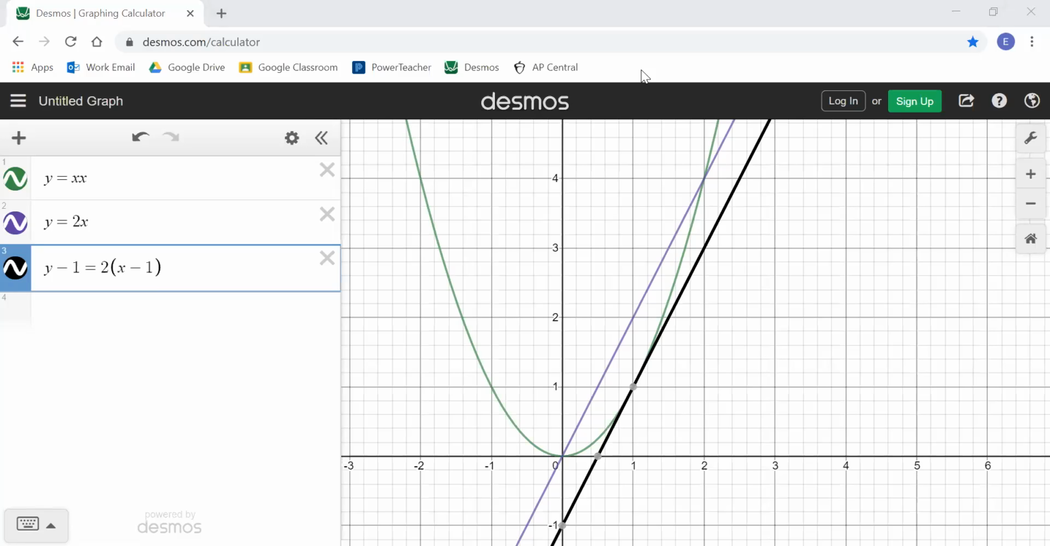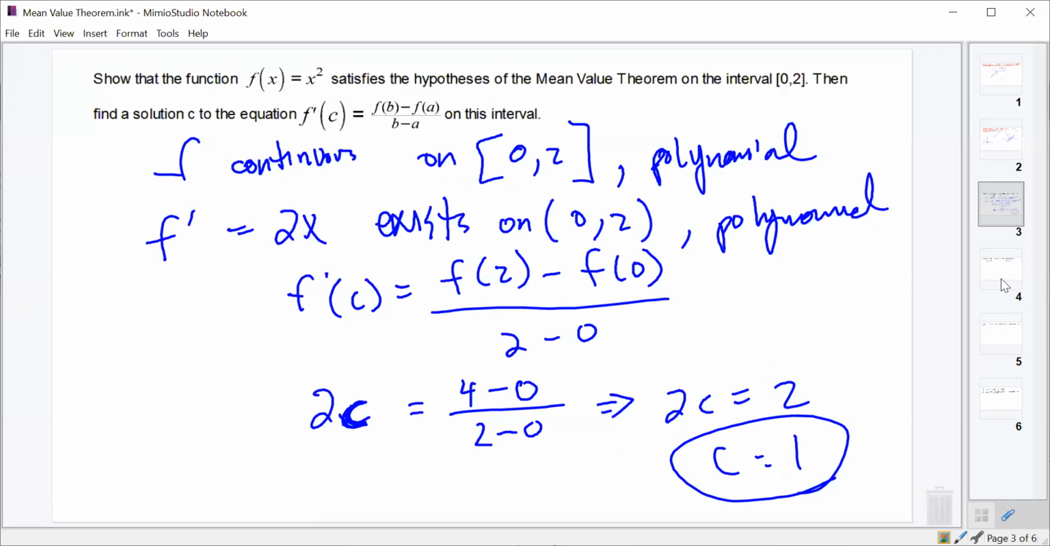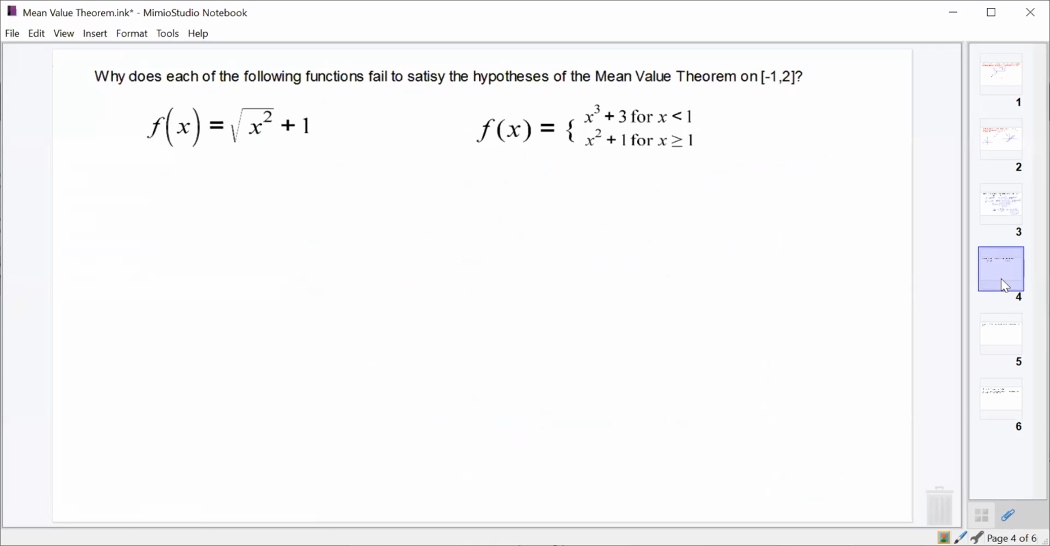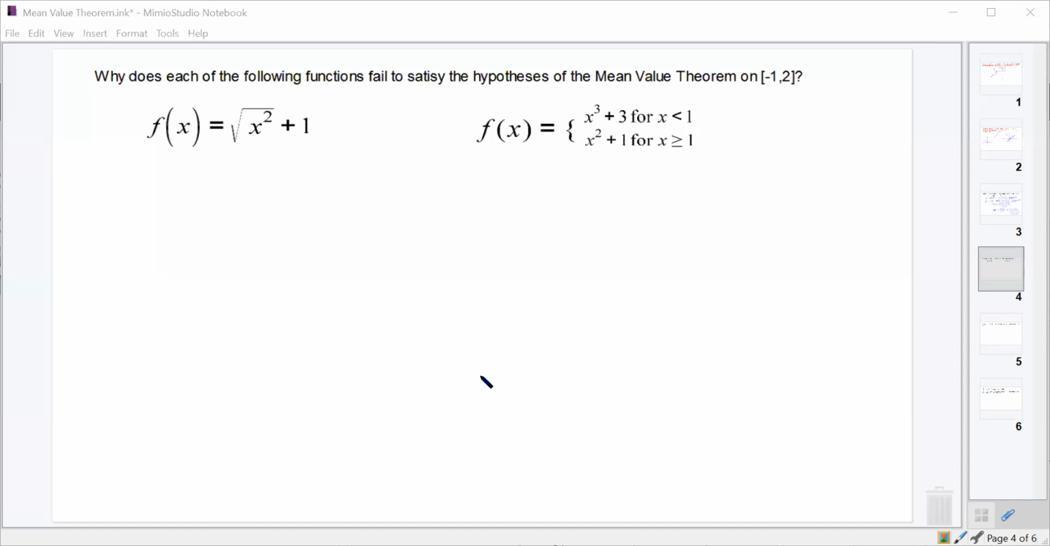Makes sense. All right. So I'd like you guys to take about 2 minutes here and see if you can figure out why both of these functions fail to satisfy the hypotheses of the mean value theorem. All right, ready, go. So for the first one, what's the derivative here?